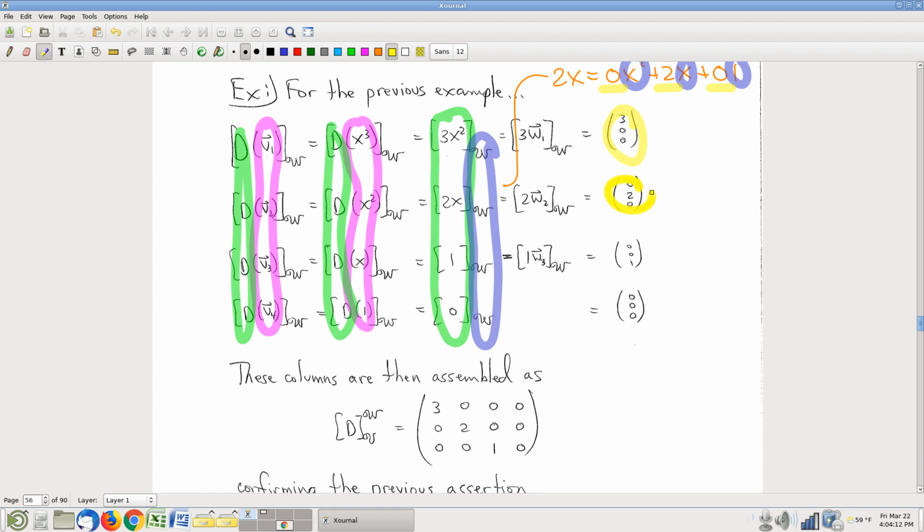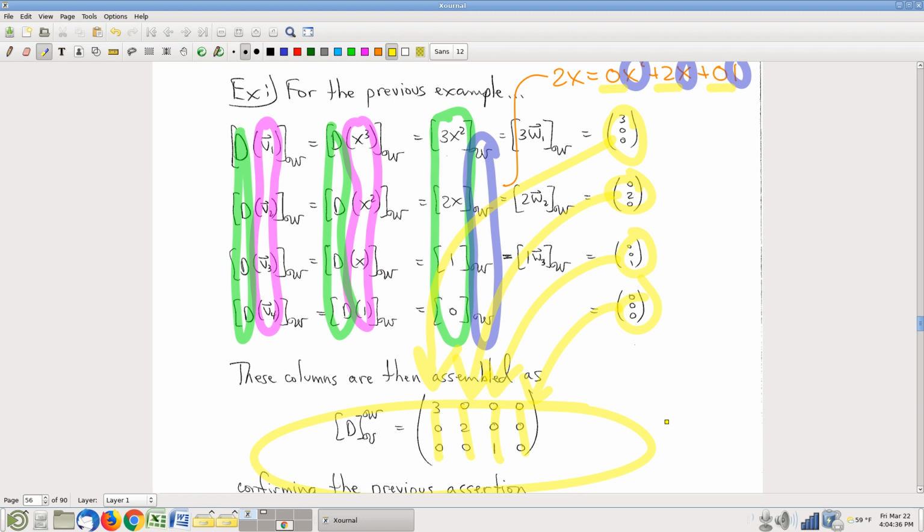These coordinates become these columns, and there's my matrix. There's the matrix that represents differentiation, and you'll notice this is the exact same matrix that I pulled out of a hat when we first did this example. This is how I actually computed this matrix in the first place.